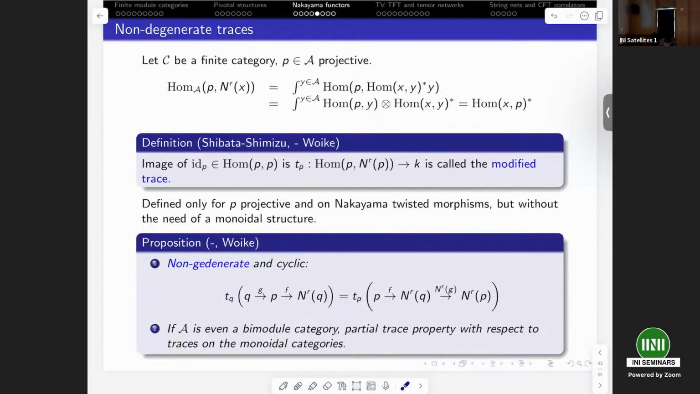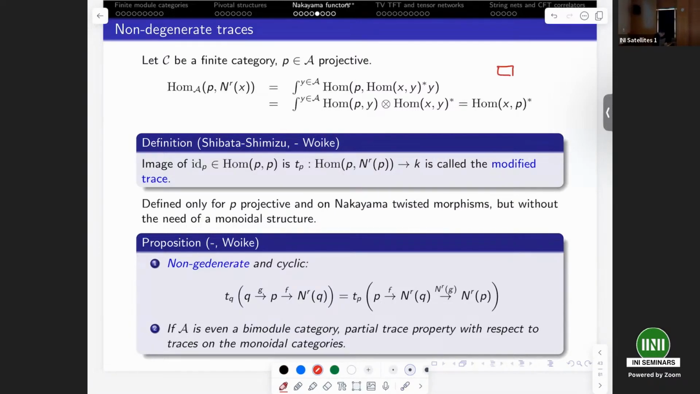Now, this trace is cyclic. It is cyclic up to a twist by the Nakayama functor. So if I take first G and then F, that has the same trace as first taking F and then G twisted by the Nakayama functor. And it also has a partial trace property, which is very nice, by the way. So let me quickly write it.